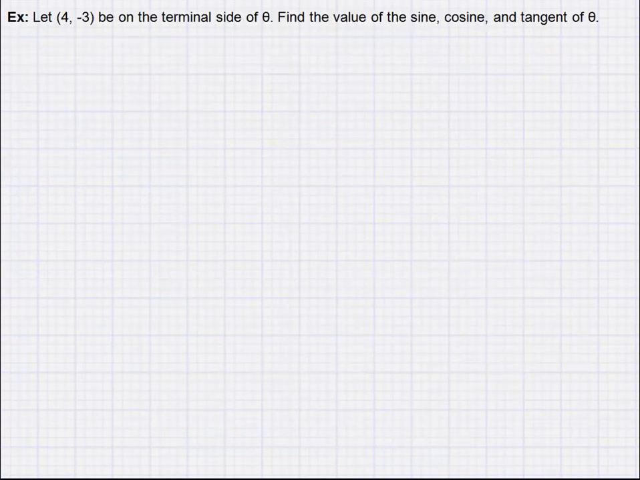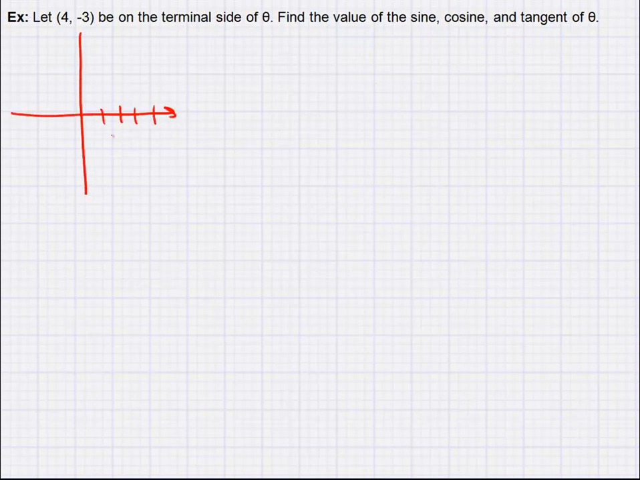So here's your typical question that you would see for these types of problems. Let (4, -3) be on the terminal side of theta. Find the values of the sine, the cosine, and the tangent of theta. So what I would do is I would draw a picture first. I'm looking at this very simple picture. (4, -3) is right here. This point is on the terminal side of theta.